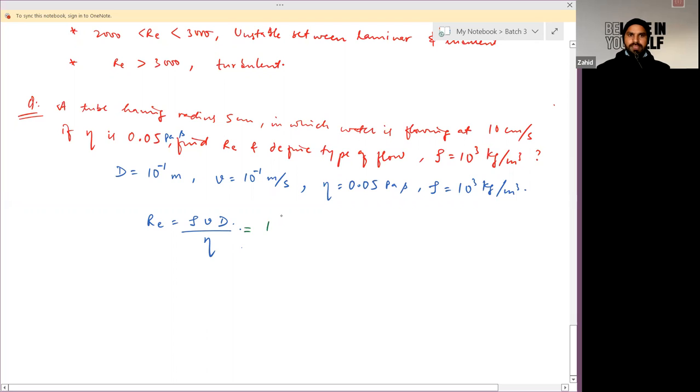We have rho 10 to the power 3, V 10 to the power -1, D 10 to the power -1, by eta 0.05. So remove this decimal and write 100. So this 20 and this 20 will cancel out this part and this part. So you're left with 1000 divided by 5. So it will be nothing but just 200, which is less than 1000. So flow will be streamlined.